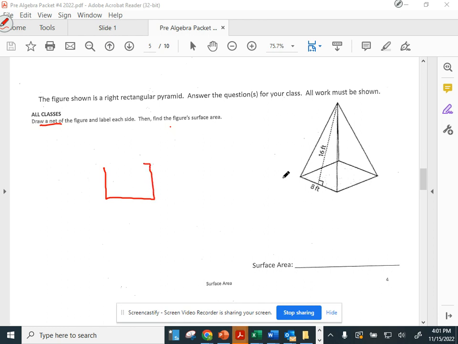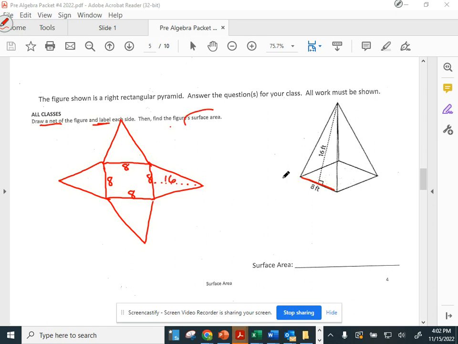I know it has a square base, and then each of those 4 sides are triangles. And because it's a square, I know that they're all the same size. Next thing I have to do is label my side. Well, each side of my square is 8 feet. And I know my height of a triangle is 16 feet. So now my last thing I have to do is my surface area.